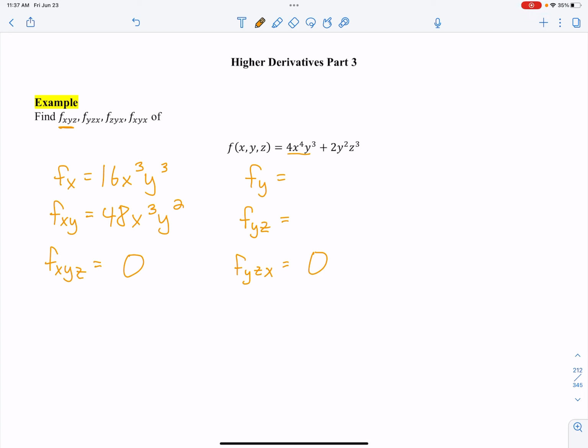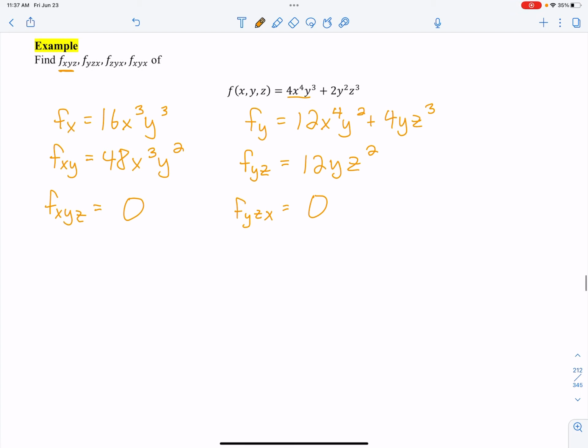Okay, that first underlined term there with respect to y, I get 12 x to the fourth y squared. The second term does have a y in it, so I get 4y z to the third. Now I've got to take my derivative with respect to z. The first term doesn't have a z in it, so it's gone. But the second term has a z in it. It becomes 12y z squared. And then we have to take the derivative of that with respect to x. So it actually spits out a 0 like anticipated.